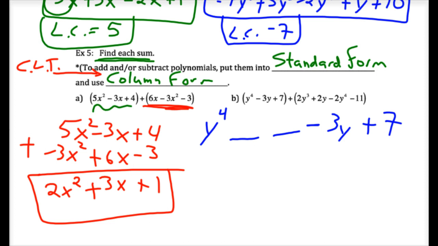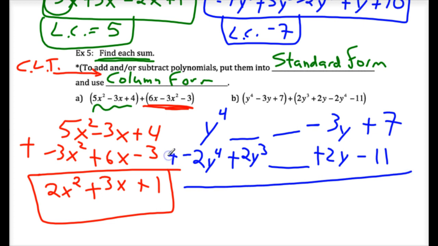Now, take the second one and put your like terms in the right columns, because there's columns for them. Negative 2y to the fourth. You drag that sign in front of it with it. Plus 2y cubed, blank. There's no y squareds in the second one either. Plus 2y minus 11. Now we can add them together. Everybody take their time and try to add those two polynomials together. Make sure your like terms are lined up. If you got y cubes and y to the fourths in the same column, you did it wrong.